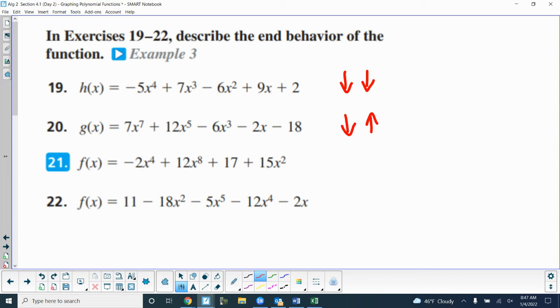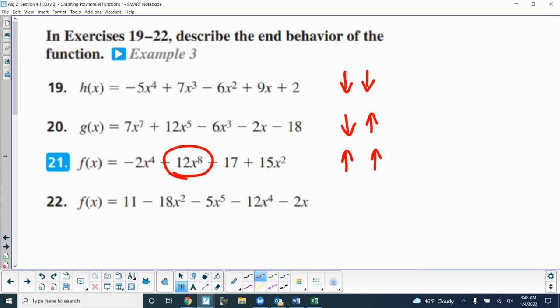We did all of those too, didn't we, for homework? Did I make you do all those or just evens? All of them, that's what I thought. All right, 21, it's not in the right order. Here's our leading term, right? Should be first. So it's a positive 12, so far right is up, and my degree is 8, that's even, so the left is up.